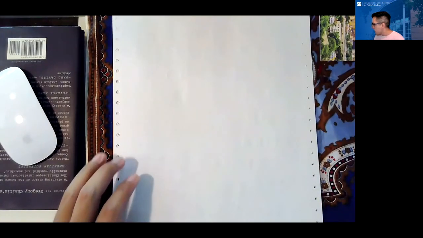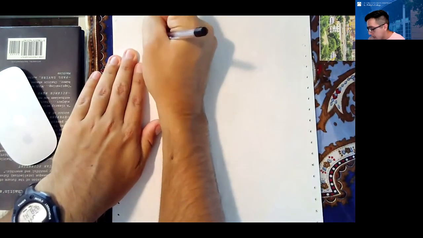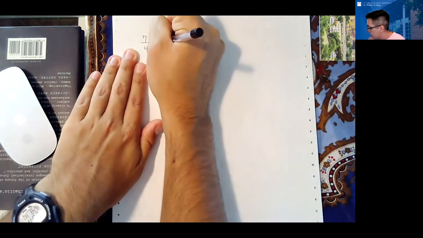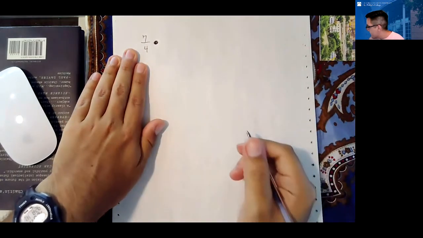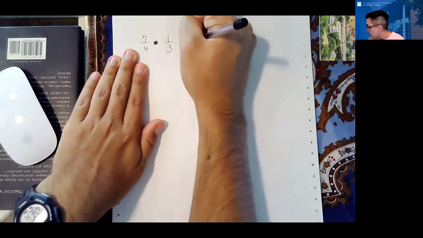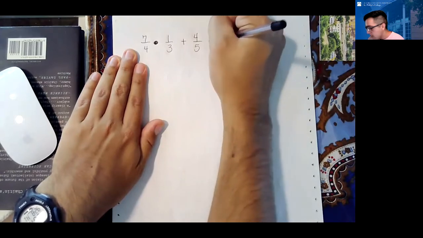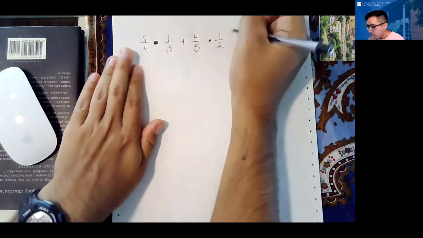Okay, so let's look at this problem. 7 over 4, sorry, this is times. I'm just gonna make a really big dot. 1/3 plus 4/5 times 1/2. Okay.